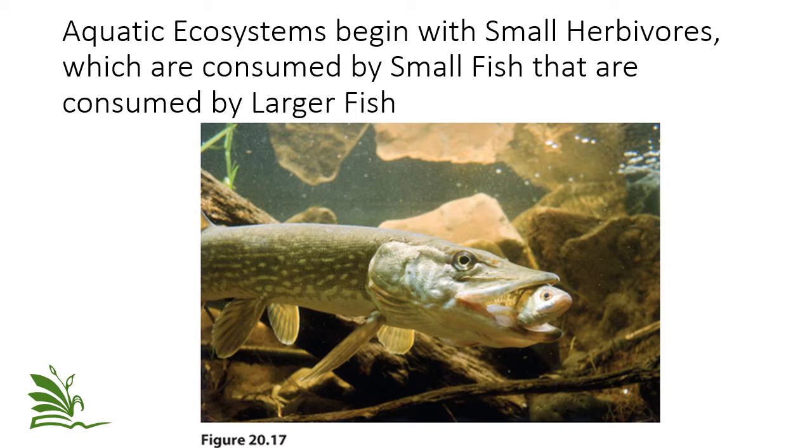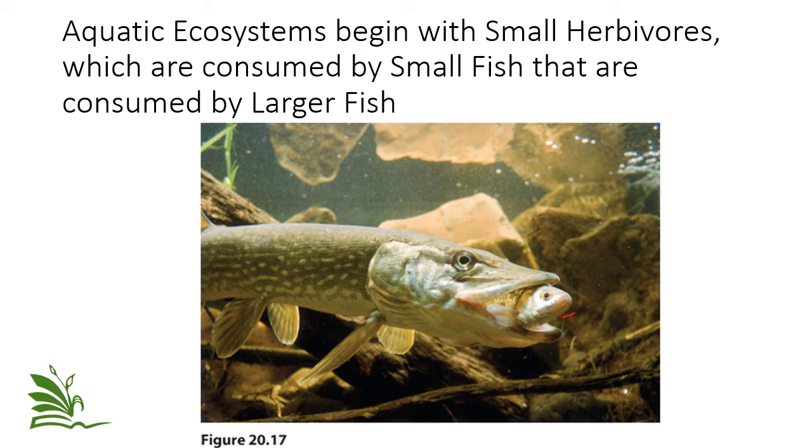So here's a picture of a fish eating another fish. And it represents this idea that a lot of aquatic ecosystems begin with small herbivores. This fish will have been an herbivore, and that herbivore will have consumed little algae. Maybe zooplankton too, but algae often. The zooplankton will consume the algae as well, and then the zooplankton will be consumed by maybe this fish as well as larger fish. So in aquatic ecosystems we begin with small herbivores, like zooplankton, and they are consumed by small fish that are consumed by larger fish.